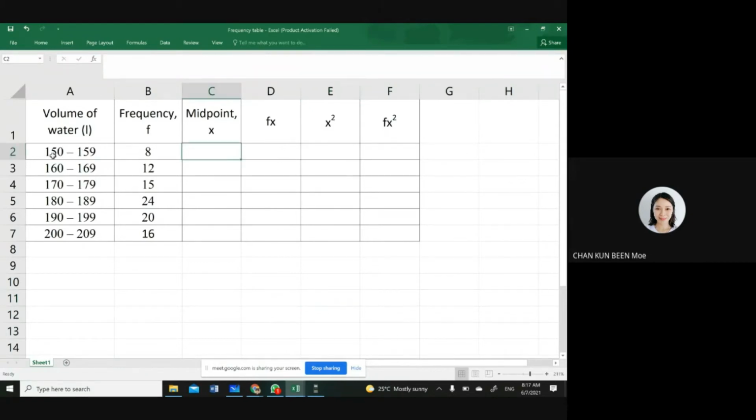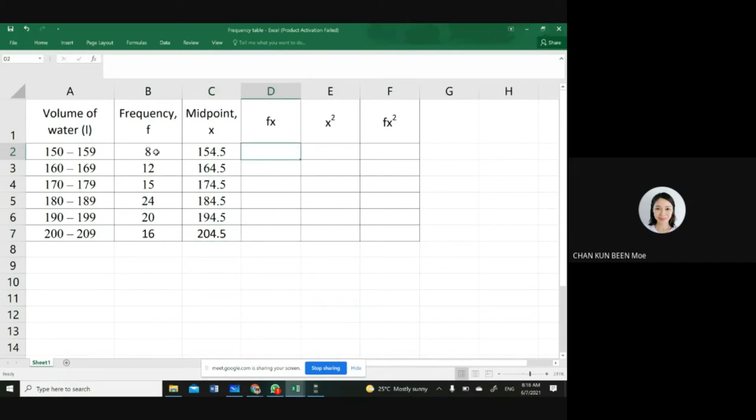Midpoint is the midpoint of the class. So 150 to 159, meaning that you add up both of them, you divide by 2. 159 plus 150 divided by 2 equal to? 154.5. Yes, 154.5. So the rest will be the same. We just carry on. This is 164.5, followed by 174.5, 184.5, 194.5. What is the last one? 204.5. Yes, 204.5.